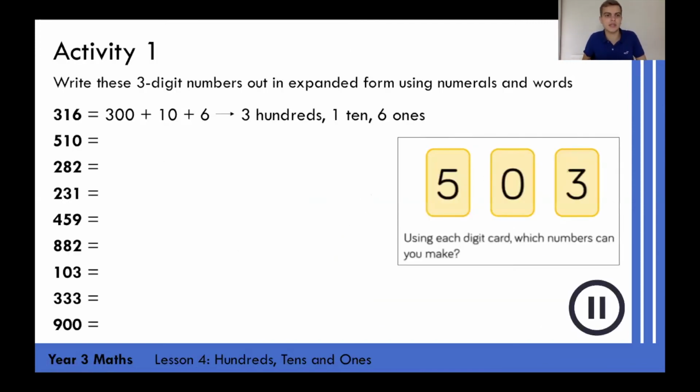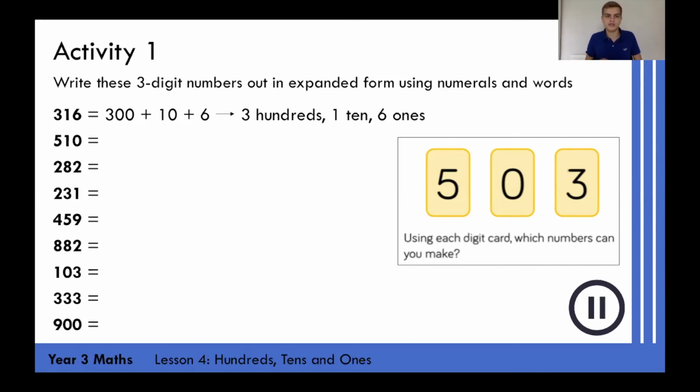This is activity number 1. And you can see that we have got some 3-digit numbers down the side. So the first one is 316. And I'm going to write it in those 2 ways that we had a look at today. So I'm going to write 316 is 300, add 10, add 6. But I'm also going to, if I want to, have a go at writing it out as 3 hundreds, 1 ten, and 6 ones. Those 2 different ways that we looked at earlier before.